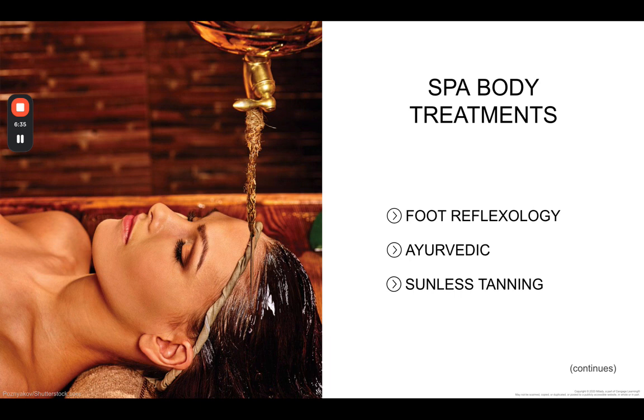Then we have something beautiful called Ayurvedic body treatments. This concept is based on three doshas, or mind and body types. Treatments include Shirodhara, massage, and facials using an ancient Indian concept and ingredients suited for the three body and mind types, and they include Pitta, Kapha, and Vata.